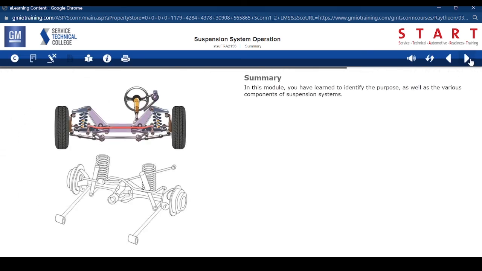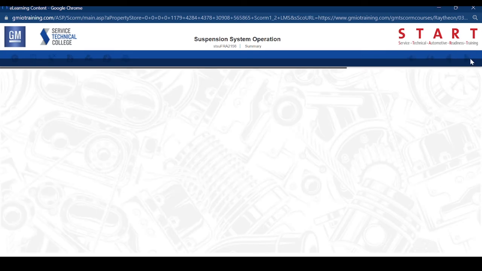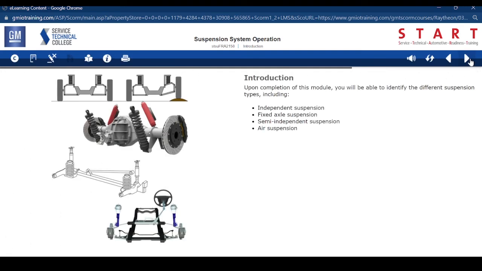In this module, you have learned to identify the purpose as well as the various components of suspension systems. Upon completion of the next module, you will be able to identify the different suspension types, including independent suspension, fixed axle suspension, semi-independent suspension, and air suspension.